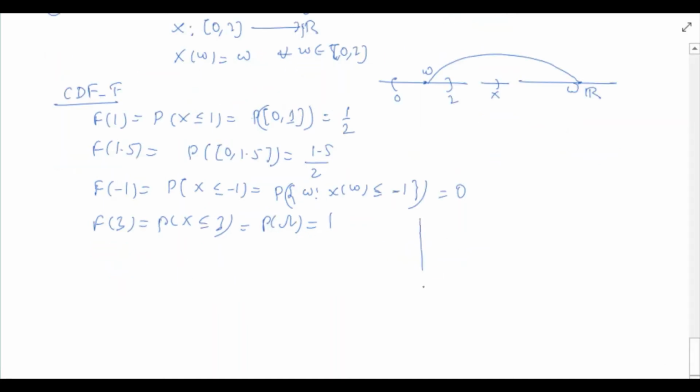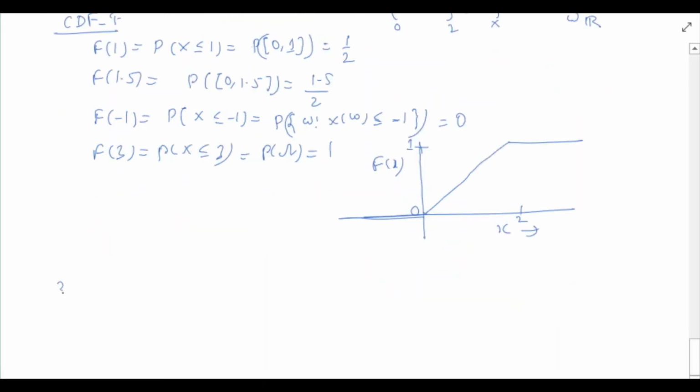In fact, it can be seen that the cumulative distribution function F in this case looks as follows. It is a ramp function between 0 and 2. It starts at 0, it ends up at 1. It's a flat line outside this interval. Let's see yet another example. Now we consider the experiment of a coin being tossed twice.